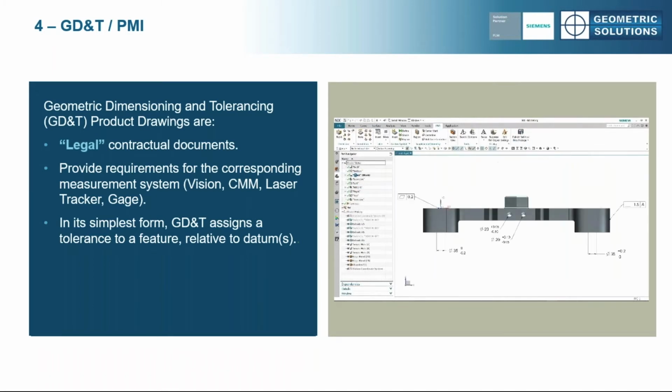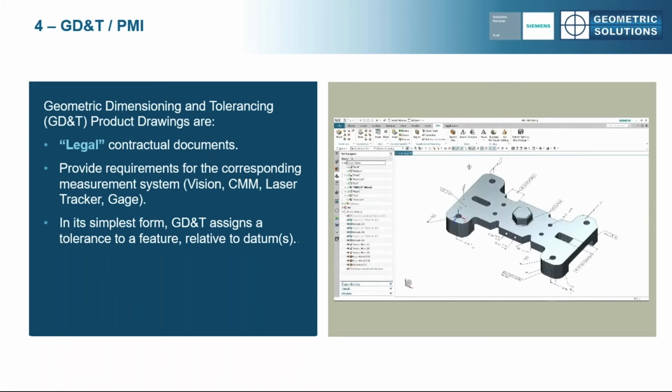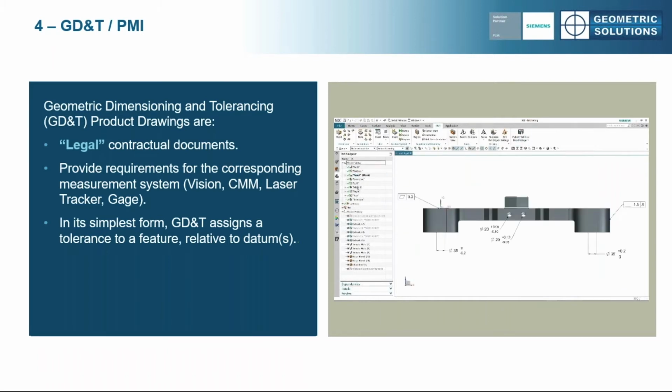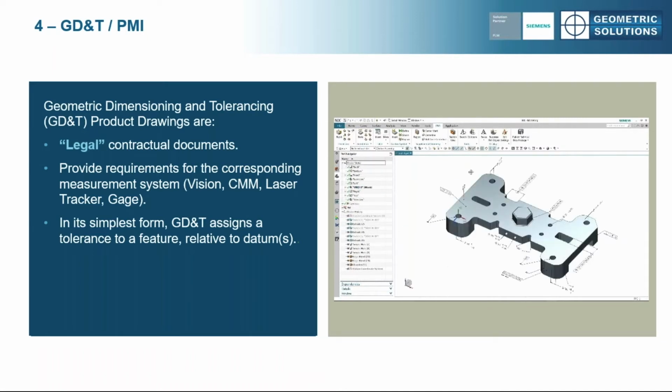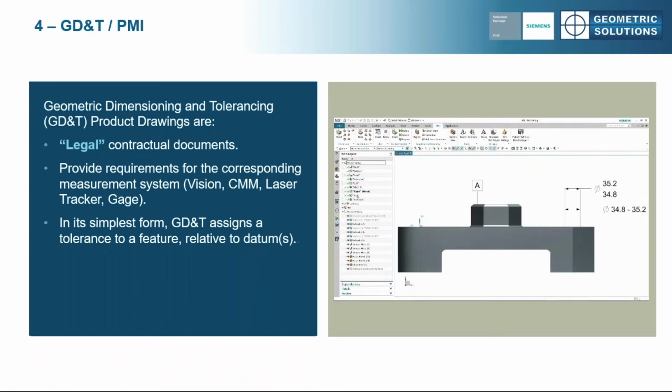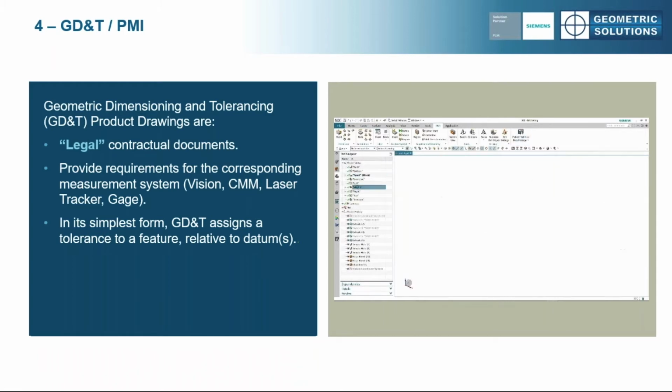So it's very important to make that robust, that it works, but at the same time is achievable to be manufactured. It also provides the requirements for the corresponding measurement system, you know, whether it's vision, coordinate measuring machines, laser tracker, gauges. But in essence, in its simplest form, GD&T assigns a tolerance to a feature relative to a datum. It just says this feature has to be plus or minus so much to something else and the shape of that tolerance zone.